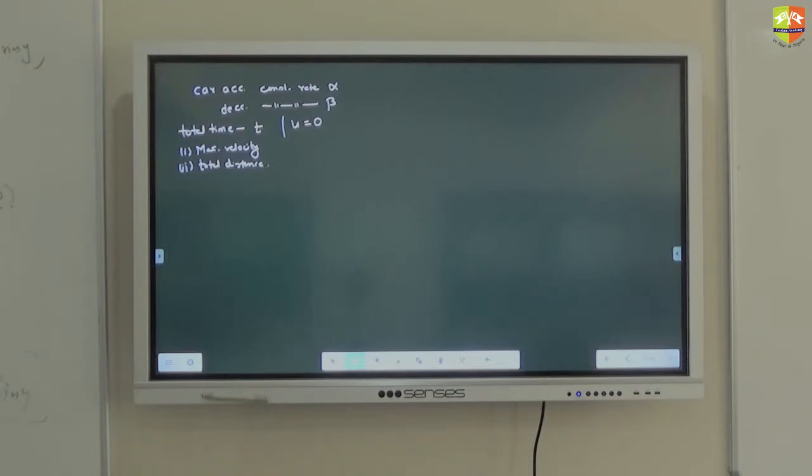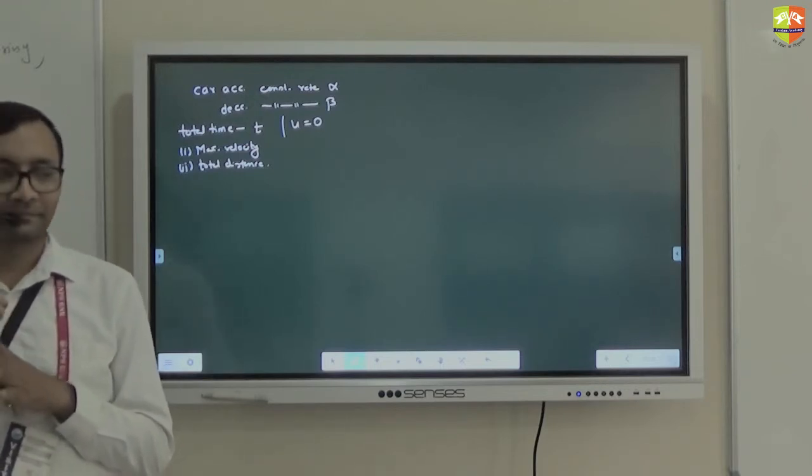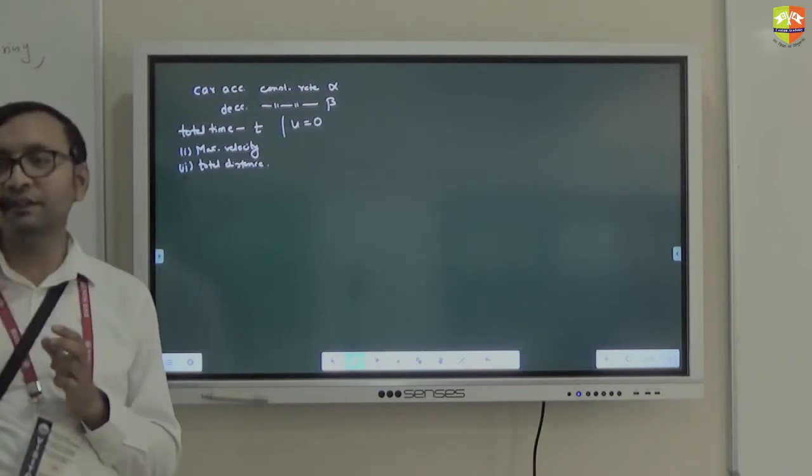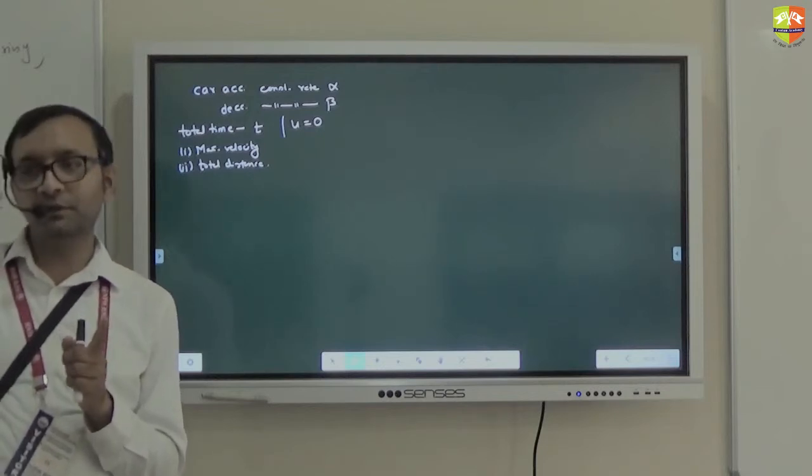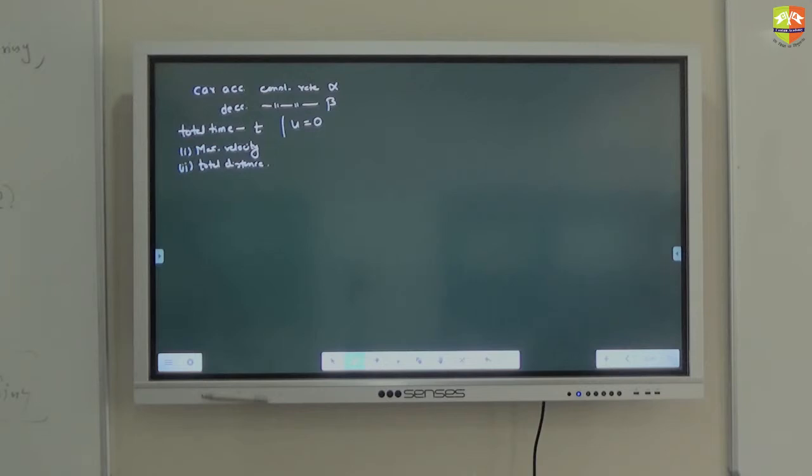T is the total time. The first hint is, the moment it stops accelerating, its velocity will stop increasing. Yes or no? So maximum velocity will be at the point where it has gone from acceleration to deceleration. Another hint is, you need to split the motion into two. Divide the entire motion into two parts: constant acceleration part 1, constant deceleration part 2.